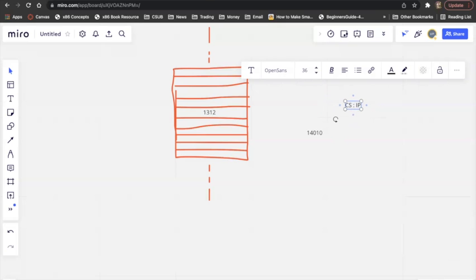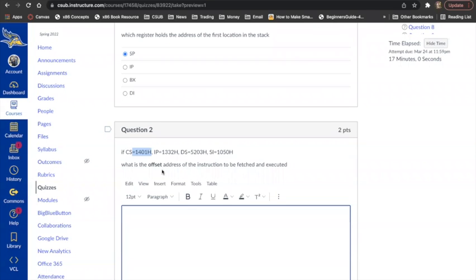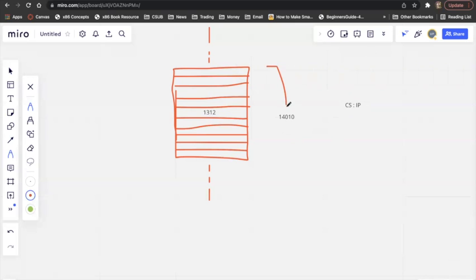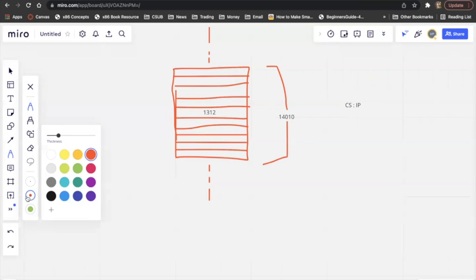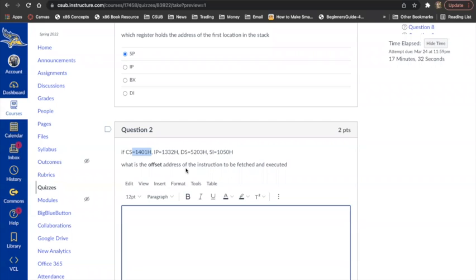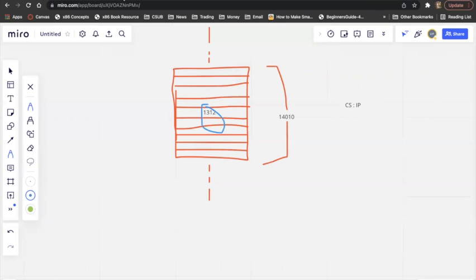That's how we write the address of an instruction in actuality. But in this case, it's asking what is the offset address of the instruction to be fetched and executed. So it's asking us what's the house number of the instruction that we're going to go and fetch. So in this case, we know 1410 will be the address of this whole block, and 1312 is the address of the instruction that we're going to deal with. So it's asking what's the offset of the address of the memory location.